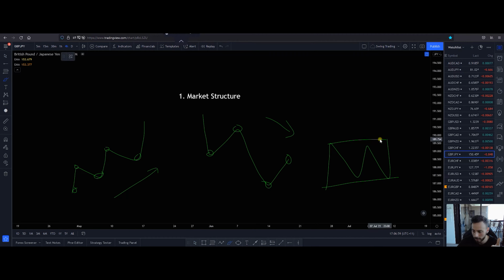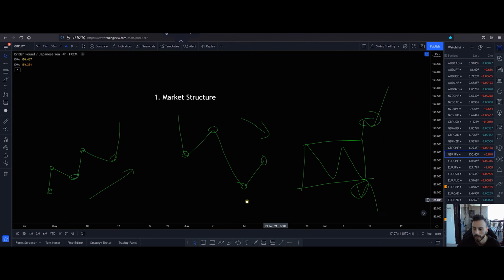So if price breaks out of this consolidation, it could continue up or could continue down. That's when I would actually look to trade, when these trends start to form, okay? So step number 1 of trading the Forex market is to identify the trend, okay?